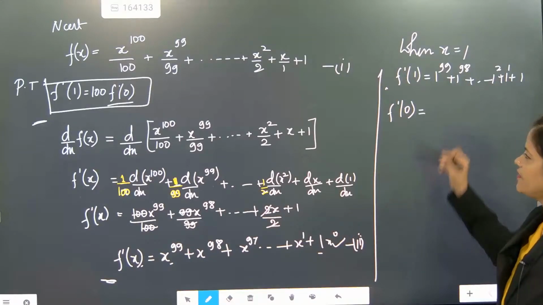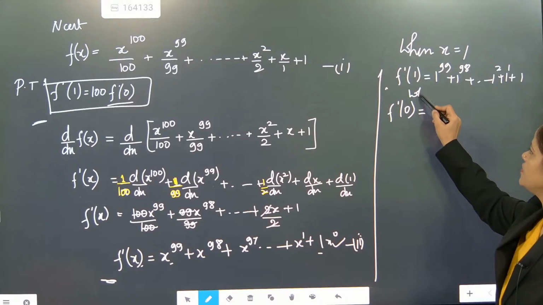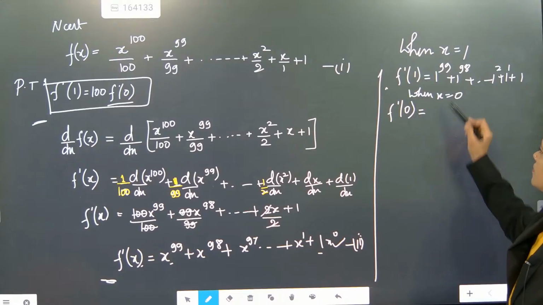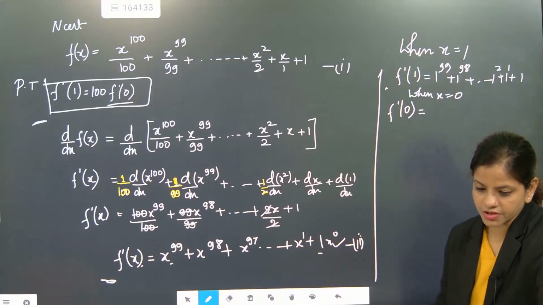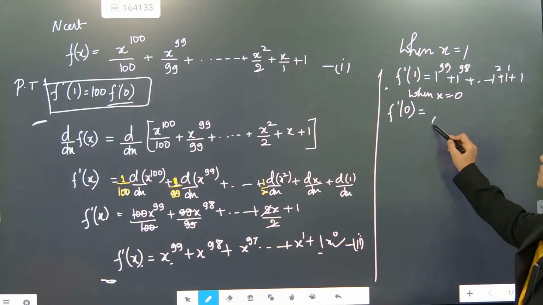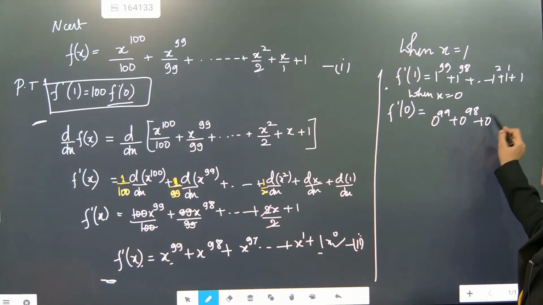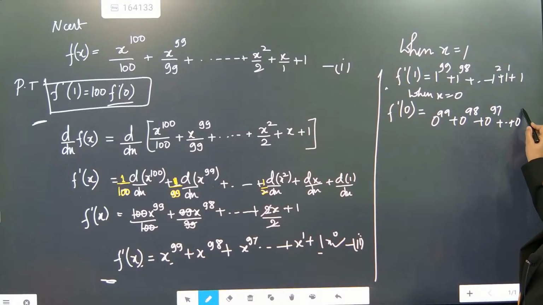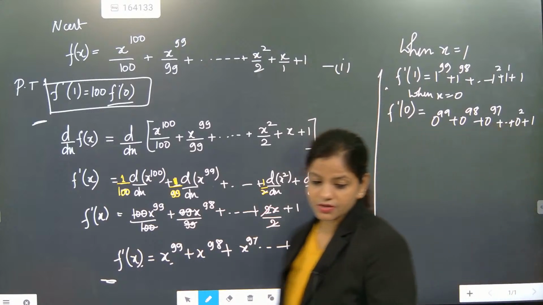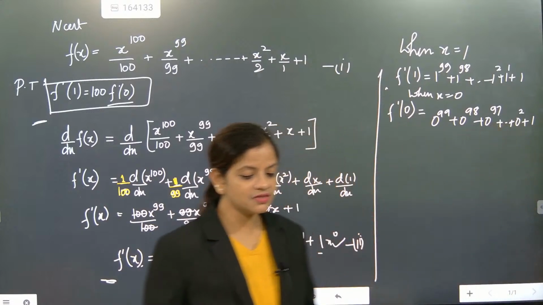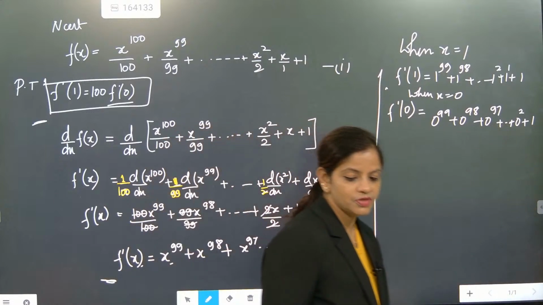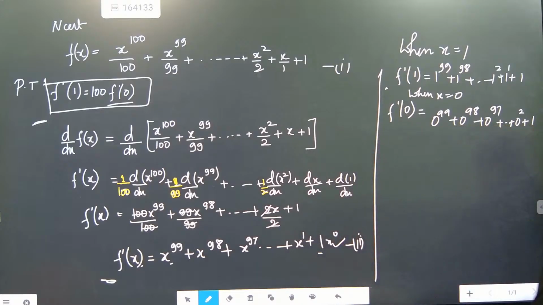If I put f as 0 when x is equal to 0, okay, when x is equal to 0. So the moment I put x is 0, it will be 0 to the power 99, 0 to the power 98, 0 to the power 97, like this, 0 to the power 2 plus 1. Understood or not? So wherever x is there, this time what are you going to substitute? You are going to substitute 0.